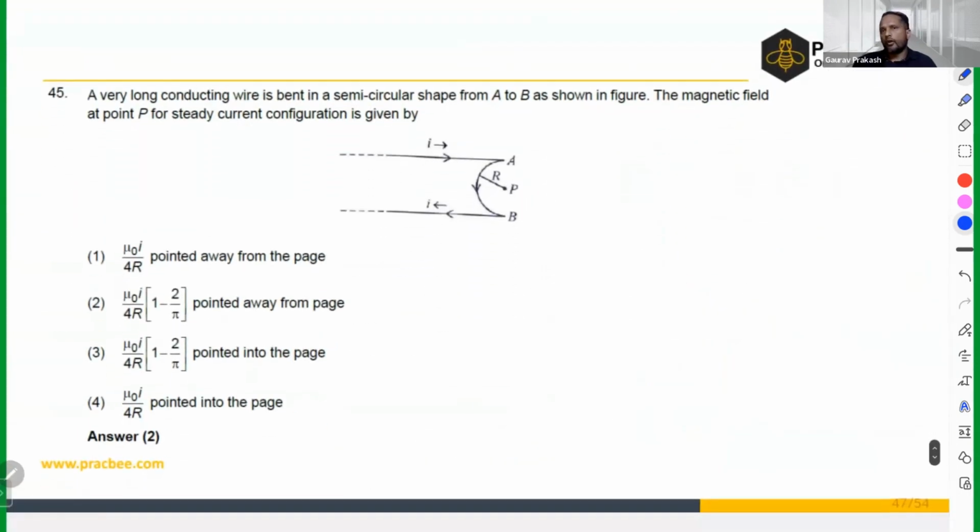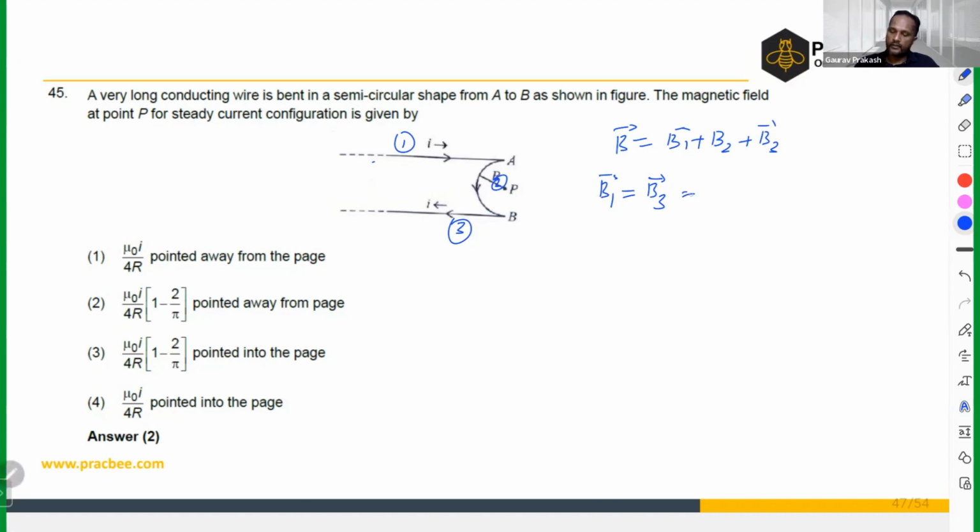Now here, a very long conducting wire is bent in a semicircular shape from A to B. So this might be confusing for some people who are not very good with the right hand thumb rule and cannot find out the direction of magnetic field. So let's call these elements number 1, 2, and 3. So the net magnetic field will be the vector sum of B1 plus B2 plus B3. So B1 is a semi-infinite wire. The magnetic field due to B1 and B3 will be the same, and the direction will also be the same, because if we put our thumb in the direction of current, then our fingers point inside.